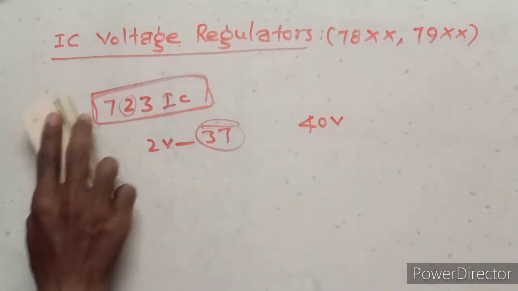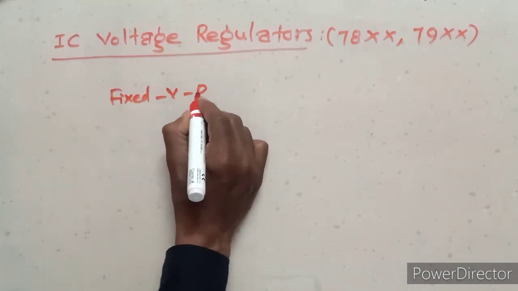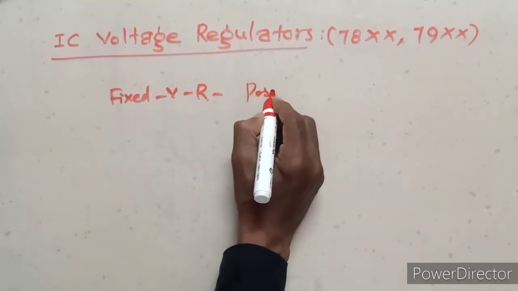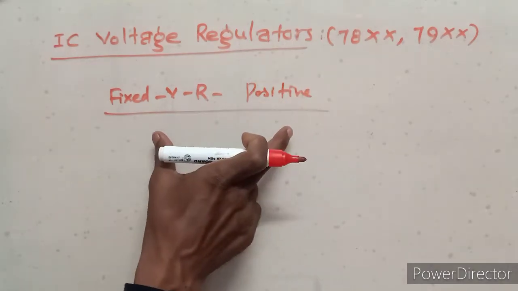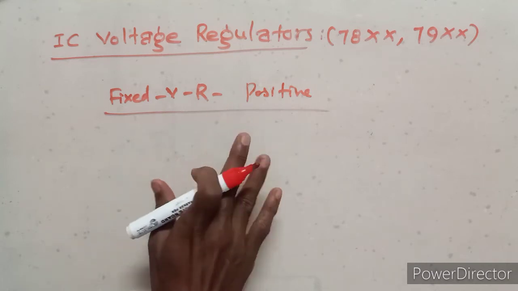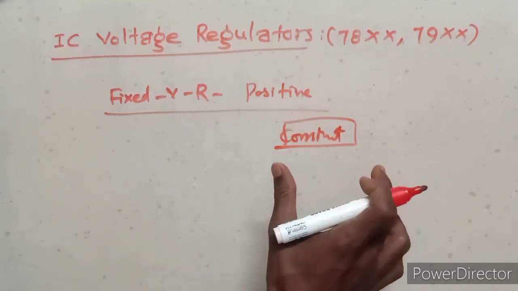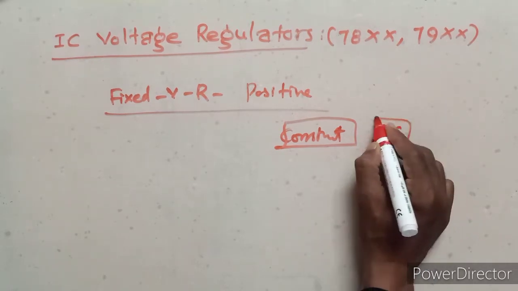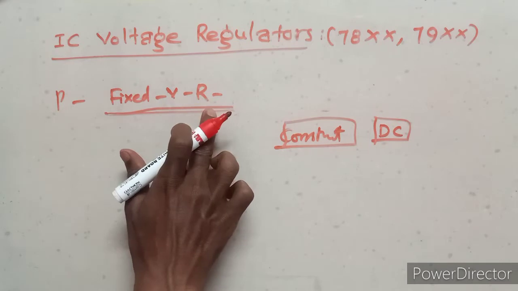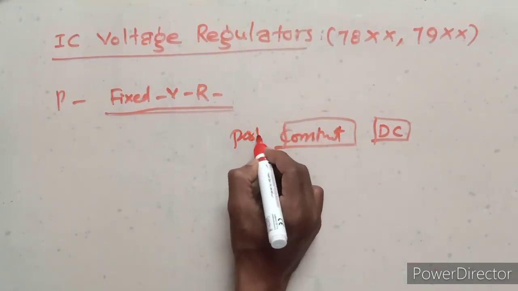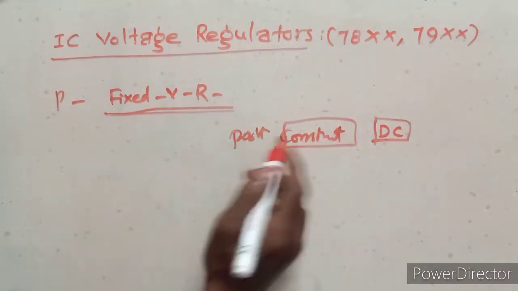These IC voltage regulators are of two types. One is the fixed positive voltage regulator. Regulators provide a constant output voltage, already discussed; DC is constant. So the fixed positive voltage regulator provides a constant positive output DC.